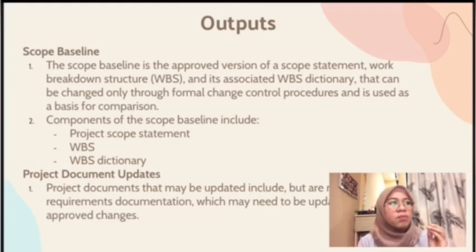Components of the scope baseline include project scope statement and WBS and also WBS dictionary. Okay, project scope statement includes the description of the project scope, major deliverables and assumptions, and also constraints.